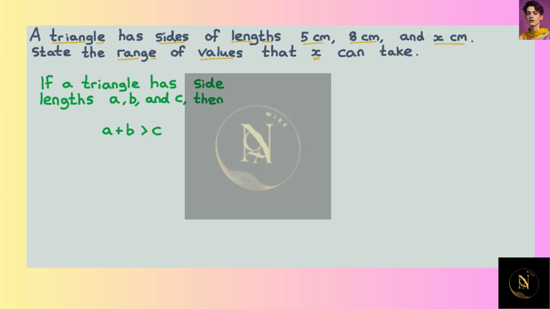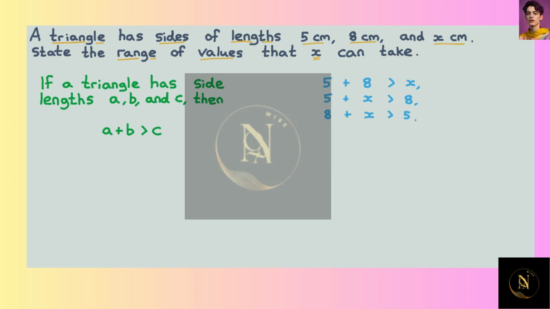To answer this question, we need to recall two things. First, we can recall that the triangle inequality tells us that in any triangle, the sum of the lengths of any two of its sides must be larger than the length of the third side. So, if a triangle has lengths A, B and C, then A plus B must be greater than C. We can use the triangle inequality to construct three inequalities that must be satisfied by the lengths of this triangle.